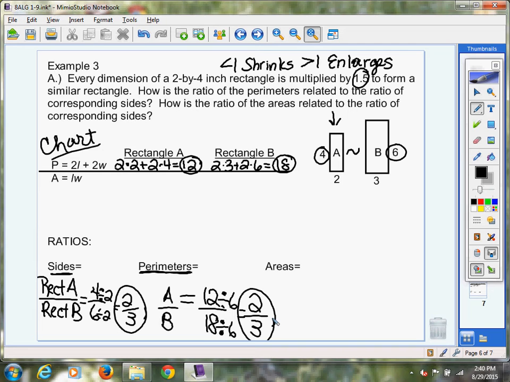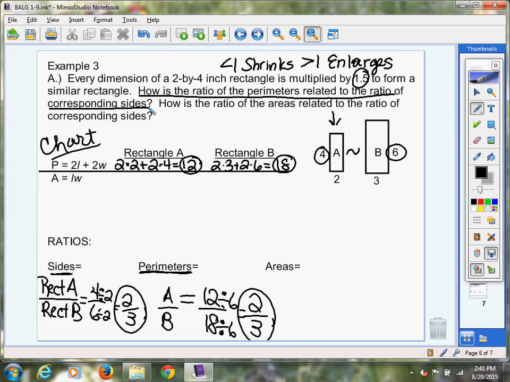So let's answer this question right here. How is the ratio of the perimeters related to the ratio of the sides? The easiest answer is they're the same. It's the same exact ratio. So if you find the ratio of the sides, you automatically know the ratio of the perimeters because they're equal. They're equal. All right, good job.